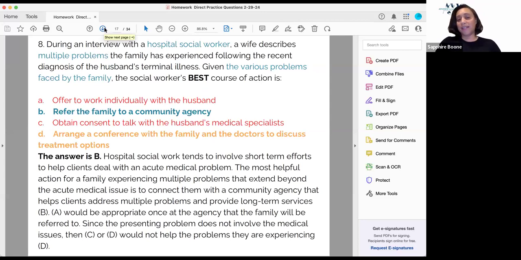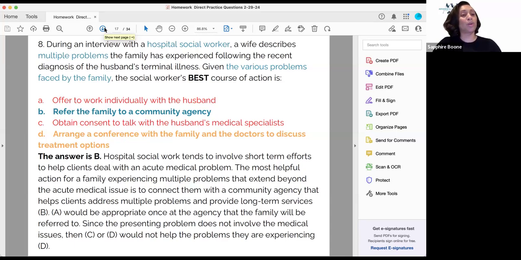We already talked about that as short term. The most helpful action for a family experiencing multiple problems that extend beyond the acute medical issue is to connect them with a community agency that helps clients address multiple problems and provides long-term services. A would be appropriate once at the agency that the family is referred to, right? So we definitely can't do A as a social worker.